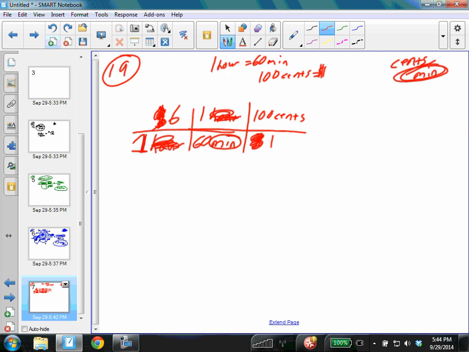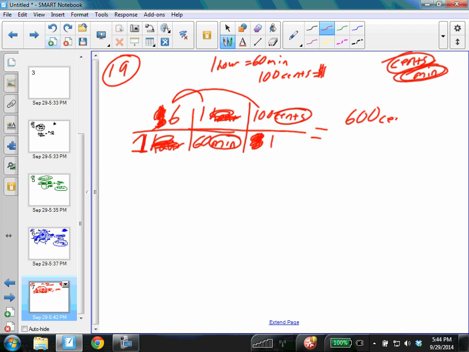And if you're a keen observer, cents is exactly what we want. It's what we want on top. So we have cents on top and minutes on bottom. So we're exactly where we want to be. So now I'm just going to multiply. 6 times 1 times the 100. So 6 times 1 times 100 gives us 600.